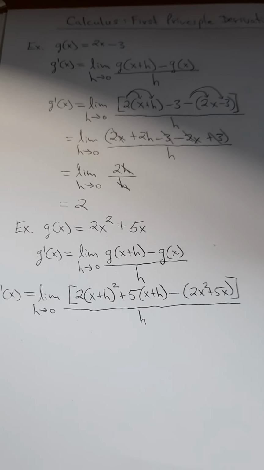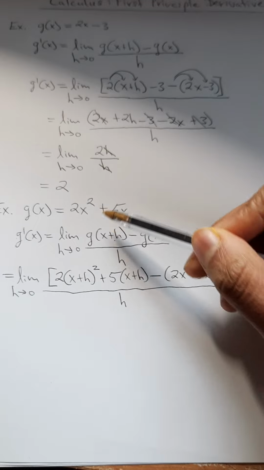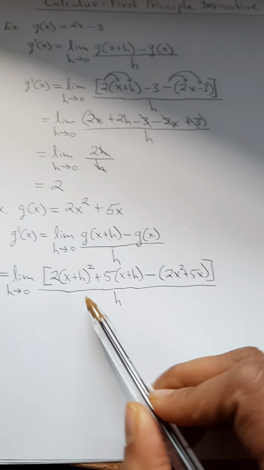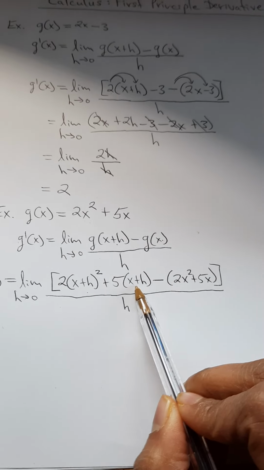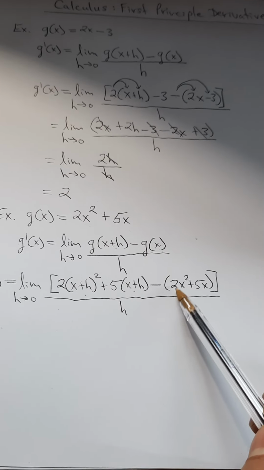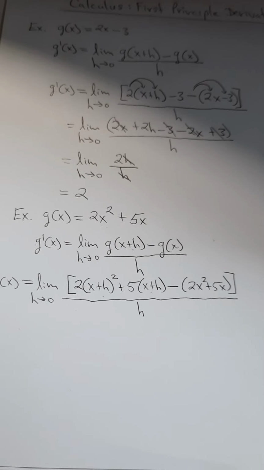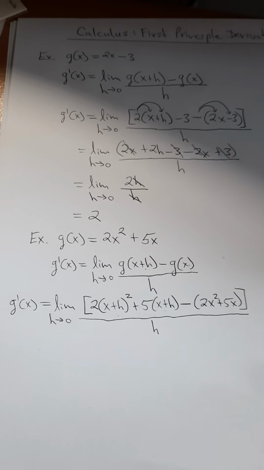Does everyone see how to do that? So the first time when you sub this in, the g of x plus h, for both of these x's, you see that we're subbing in x plus h. Then when it says minus g of x, you are just subtracting this original equation. I don't need to change anything here. So everyone is good so far?